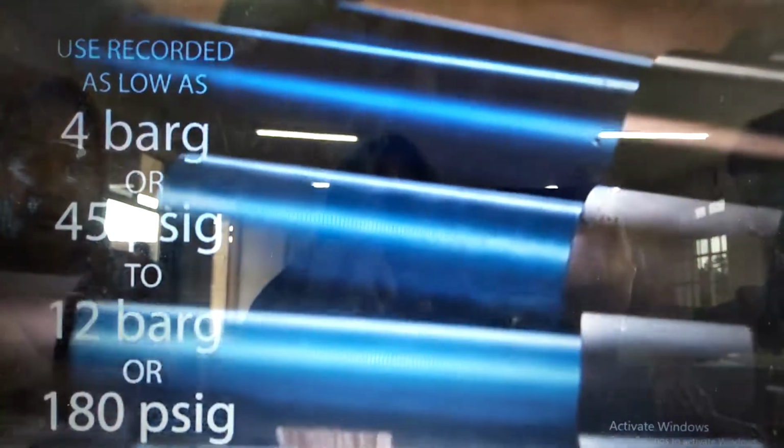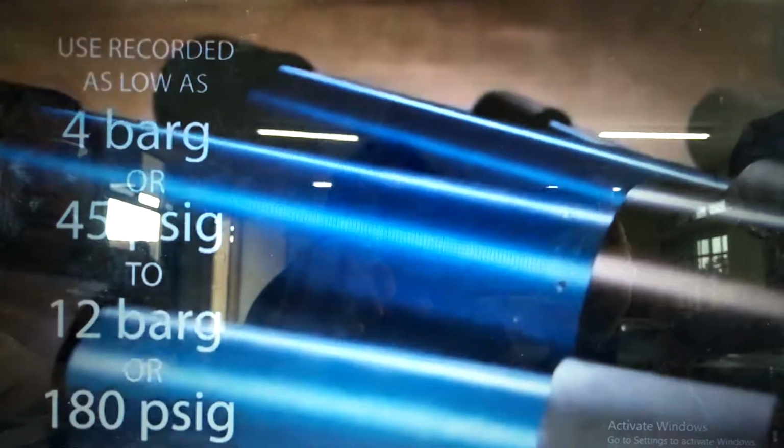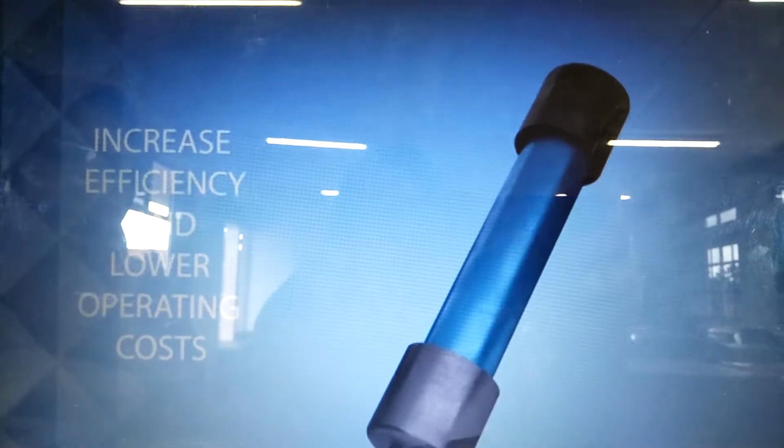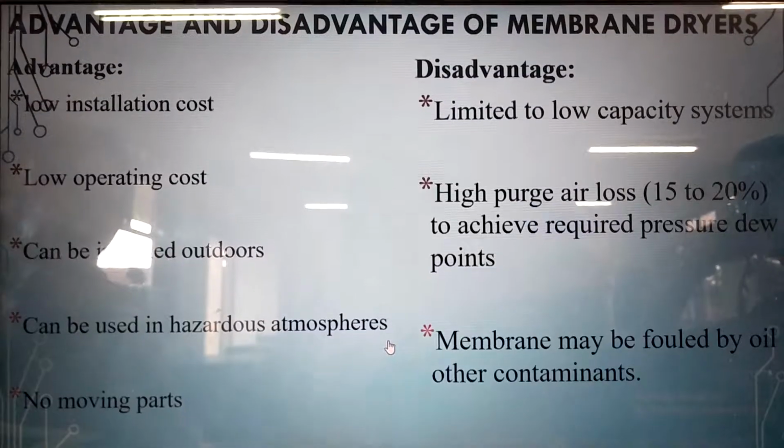The most common operating pressure for Fluid Pro is approximately 7 bar G or 100 psig, while use has been recorded as low as 4 bar G or 45 psig, up to 12 bar G or 180 psig. Higher pressures improve dehydration while lowering purge. Operating costs can be lowered by using a larger Fluid Pro model, generating a lower purge percentage. To find out how you can increase efficiency while lowering operating costs, contact us today.